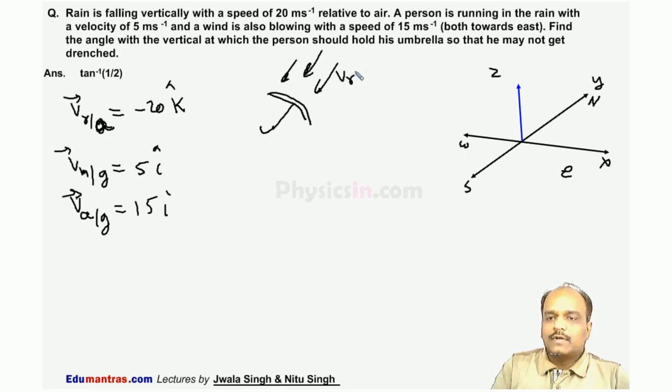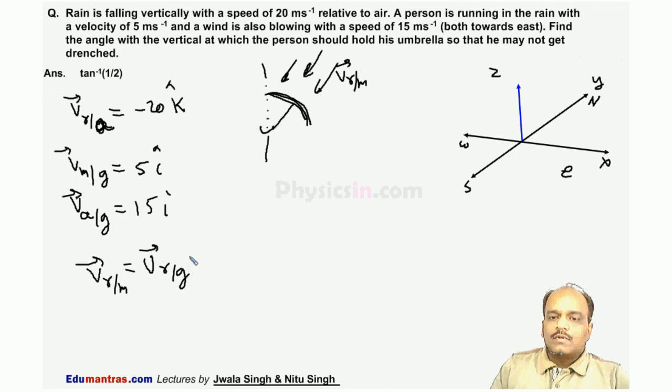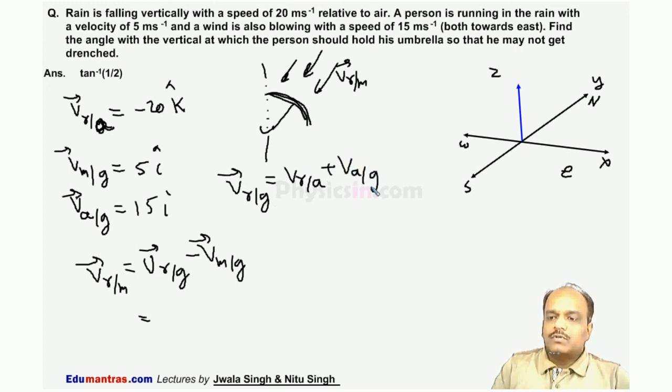This is the velocity of rain with respect to man. So he will hold the umbrella at an angle like this with the vertical. Let this angle be theta. So now we can say the velocity of rain with respect to man is the velocity of rain with respect to ground minus the velocity of man with respect to ground. We know the velocity of rain with respect to ground is the velocity of rain with respect to air plus the velocity of air with respect to ground.